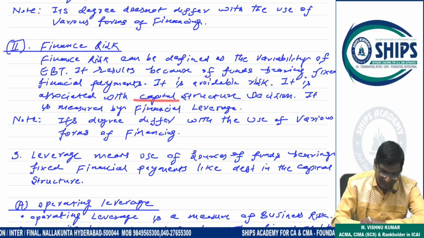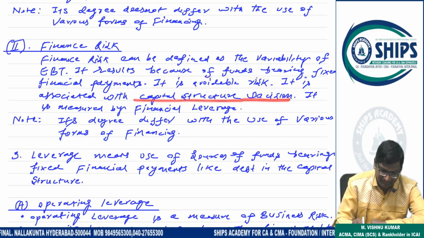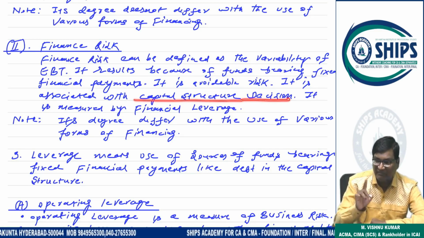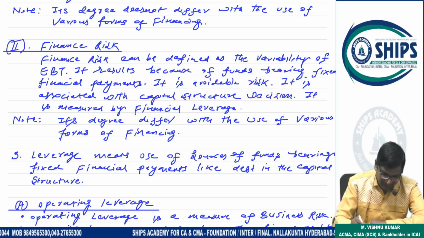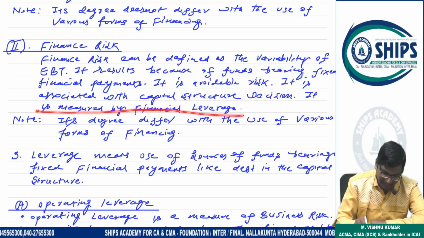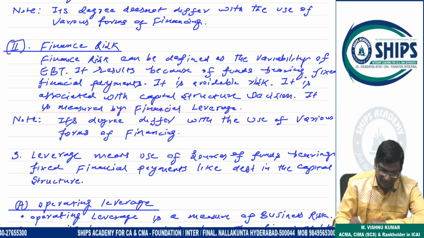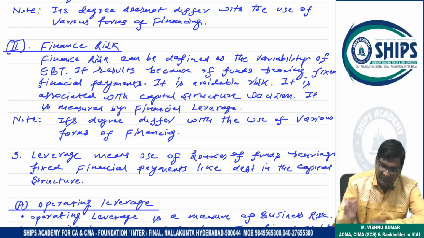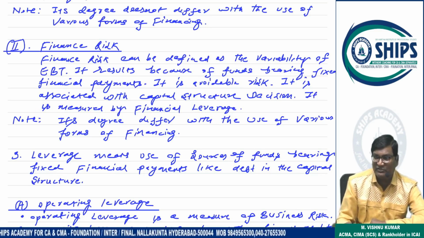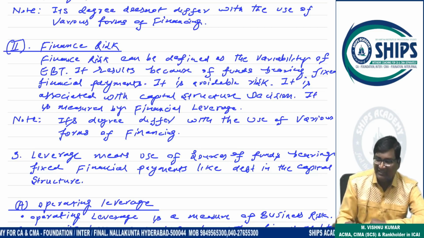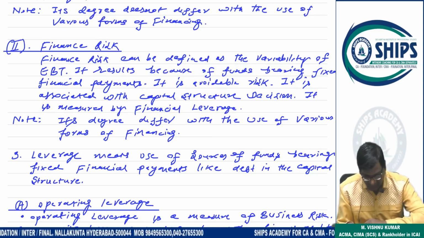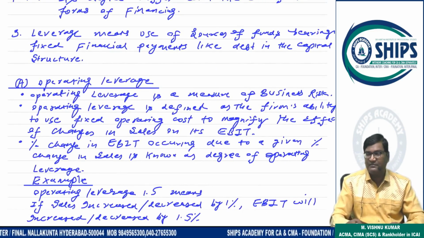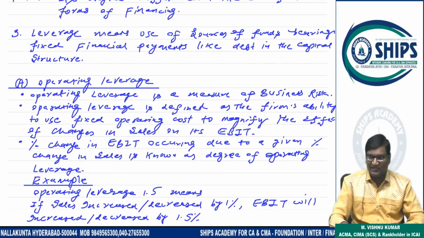It is associated with capital structure decision. Plan 1, Plan 2, 1 lakh debenture, 4 lakh debenture, capital structure. So it is measured by financial leverage. किससे measure होता है ये? Financial leverage. So this finance risk will not be affected by your business fixed cost. This risk is generally affected by capital structure. Which structure? Capital structure. So I hope this is clear. What is business risk? What is finance risk? Understand.